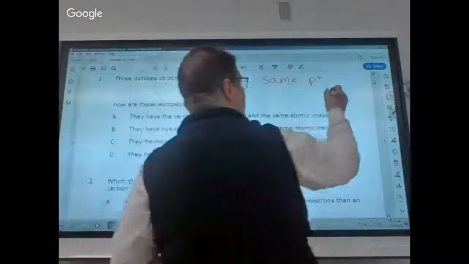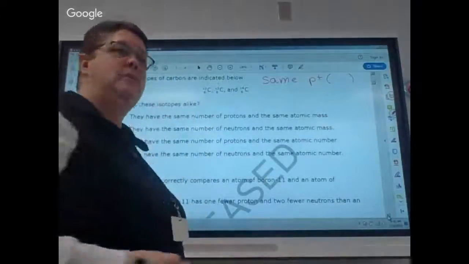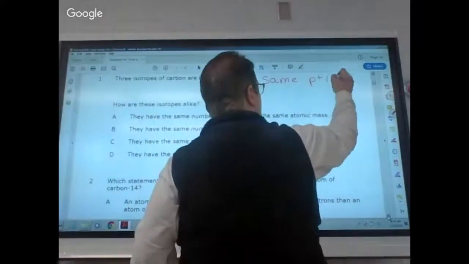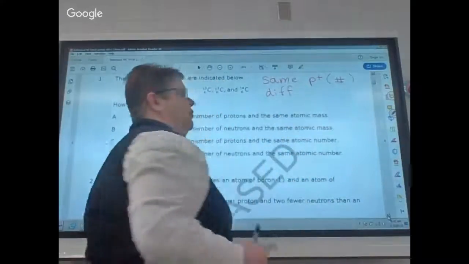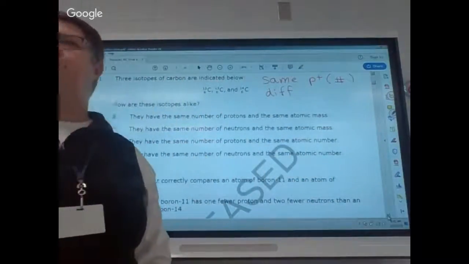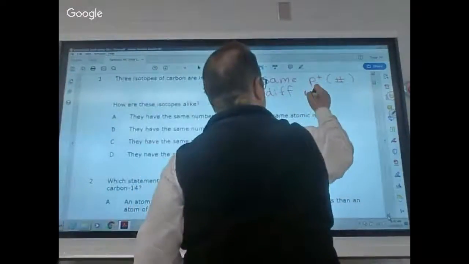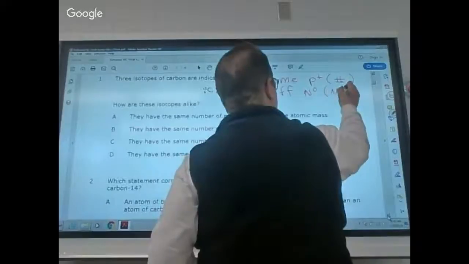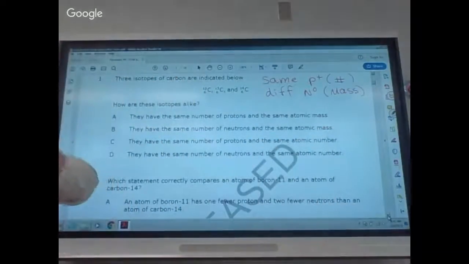They'll have the same protons. What's another way to say the same protons? Same atomic number. What has to be different to be an isotope? The mass or the neutrons. You have different neutrons or different mass. That's the key to being an isotope.